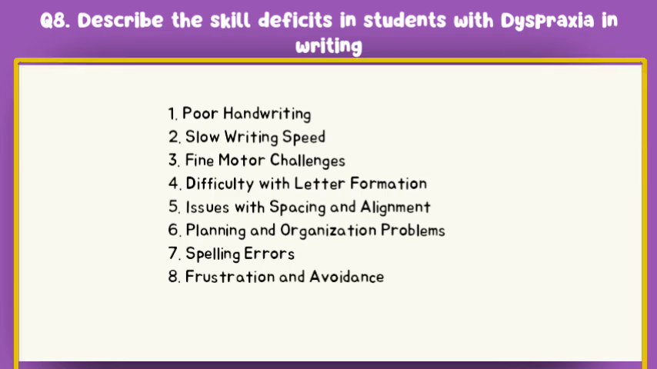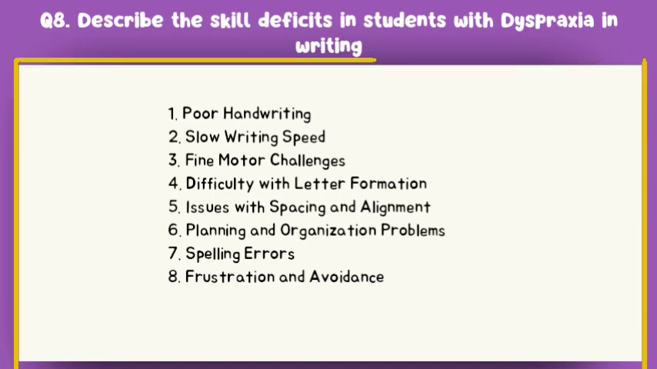The next one is slow writing speed. They can take longer to complete writing tasks due to struggles with motor planning and execution. The third one is fine motor challenges, difficulty in holding the pencil properly or maintaining the proper pressure while writing. The fourth one is difficulty with letter formation. They struggle to remember how to form the letters or the sequence, leading to frequent mistakes. The fifth one is issues with spacing and alignment. Poor spacing between the words and the sentences, or misalignment of the text, such as writing off the lines or uneven margins.